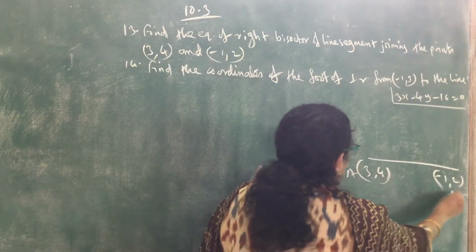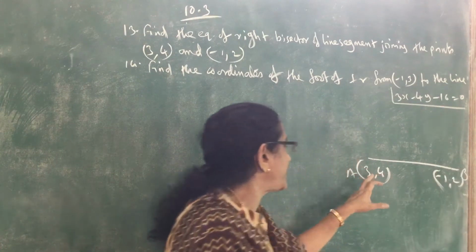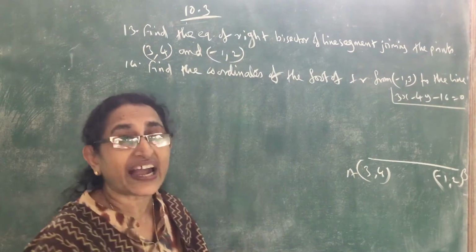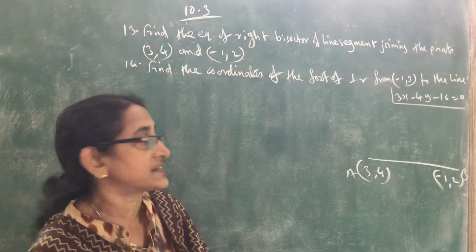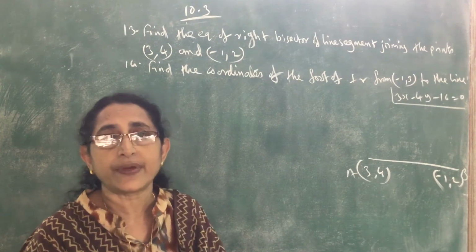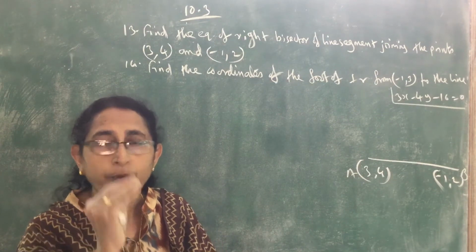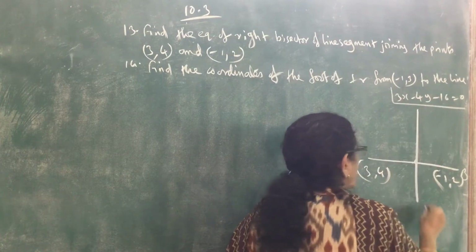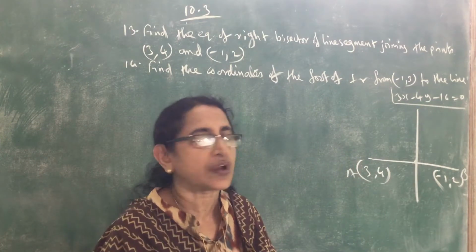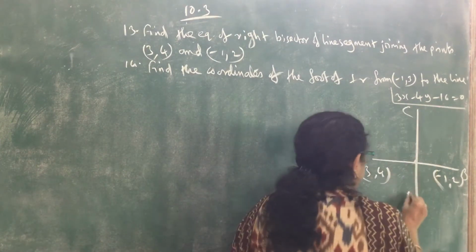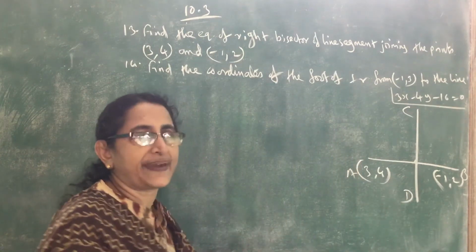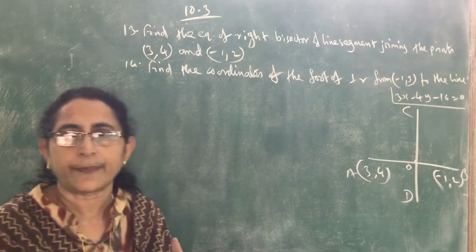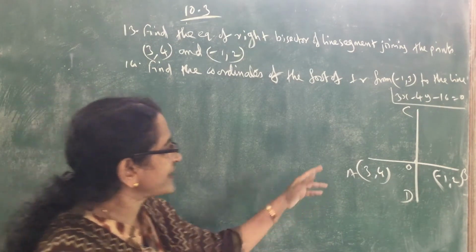Let AB be the line segment joining (3, 4) and (-1, 2). We have to find the equation of the right bisector, the perpendicular bisector. The perpendicular bisector of AB passes through the midpoint of AB and is perpendicular to AB. That is called the perpendicular bisector. So let CD be the perpendicular bisector of AB. First, this O will be the midpoint of AB. So we have to find the equation of CD.